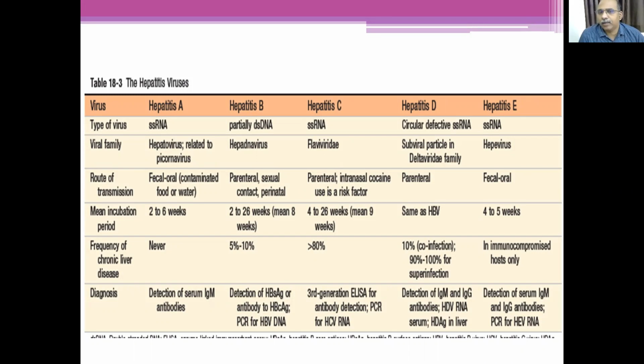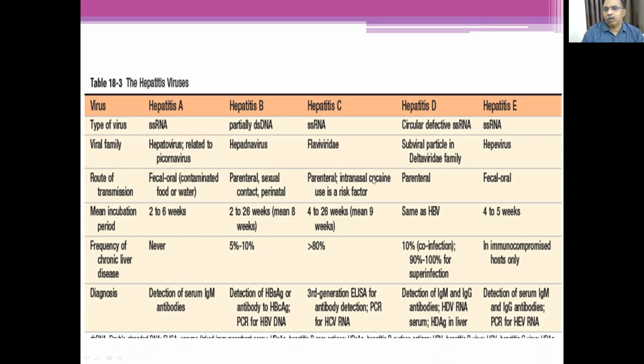Because hepatitis B and C are transmitted through parenteral transfusion, that means blood transfusion, or sexual contact, or perinatal, meaning during birth, from mother to baby. In hepatitis C, it is parenteral, that is through blood. Intranasal cocaine use is a risk factor, that means drug users. Hepatitis D can also be transmitted by parenteral transfusion, but without hepatitis B, D won't occur. So we only test for hepatitis B.